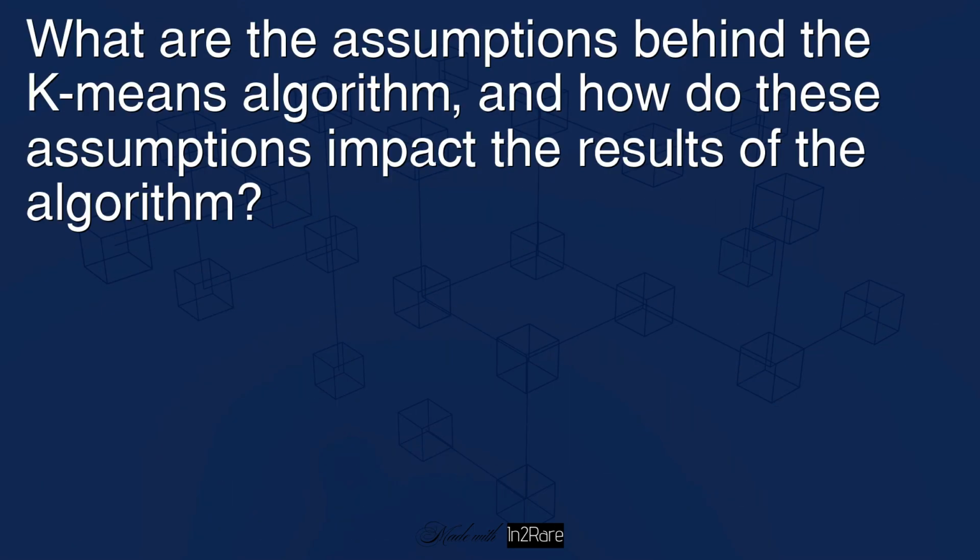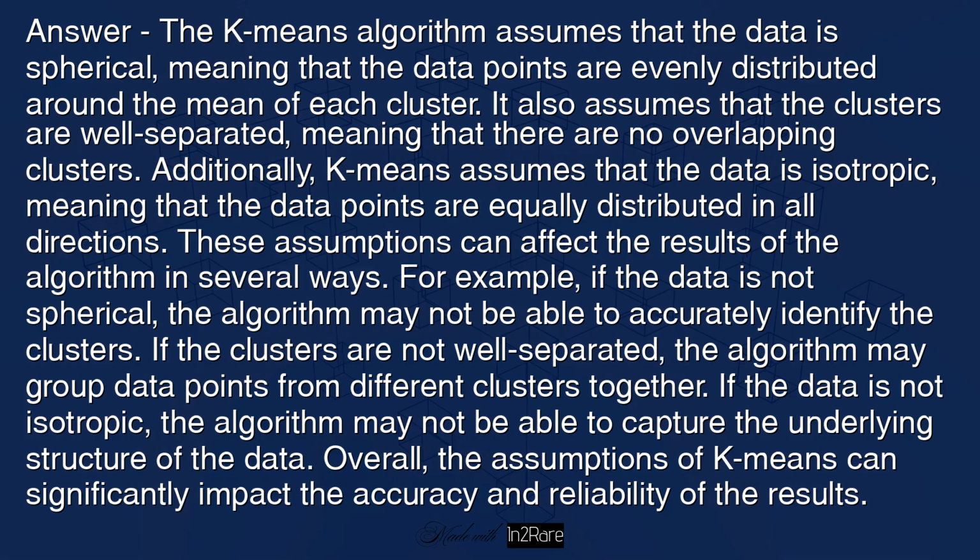What are the assumptions behind the k-means algorithm, and how do these assumptions impact the results of the algorithm? Answer: the k-means algorithm assumes that the data is spherical, meaning that the data points are evenly distributed around the mean of each cluster. It also assumes that the clusters are well separated, meaning that there are no overlapping clusters. Additionally, k-means assumes that the data is isotropic, meaning that the data points are equally distributed in all directions.